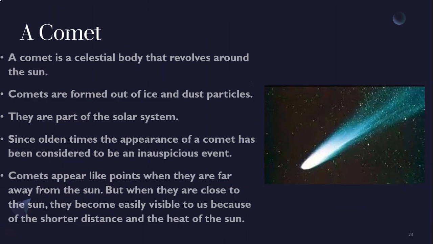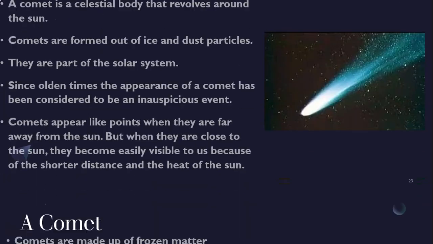Next is a comet. A comet, my dear students, is a celestial body that revolves around the sun. Comets are formed out of ice and dust particles. They are part of our solar system. Since olden times, the appearance of a comet has been considered to be an inauspicious event. Comets appear like points when they are far away from the sun. But when they are close to the sun, they become easily visible to us because of the shorter distance and the heat of the sun.